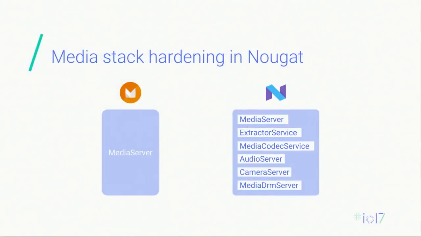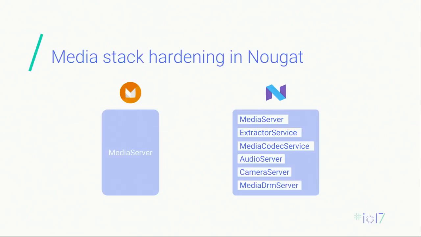As I mentioned earlier, we took the same sandboxing and isolation techniques and applied them to the media server. In older versions of Android, the media server used to be one giant, monolithic, very complex process that had access to a lot of permissions. In Android N, we broke that up into 6 different processes and put them into individual sandboxes with much tighter permissions, so that a compromise to any one of them only grants access to a small subset of the permissions and not the permissions of the entire media server.